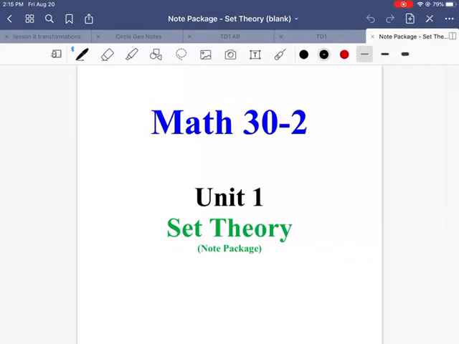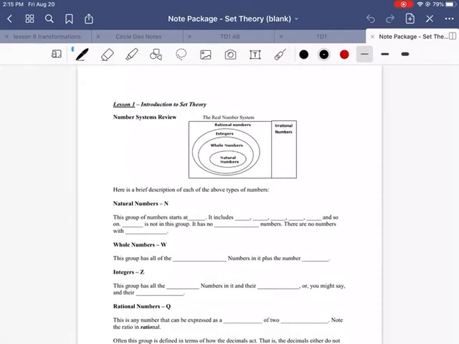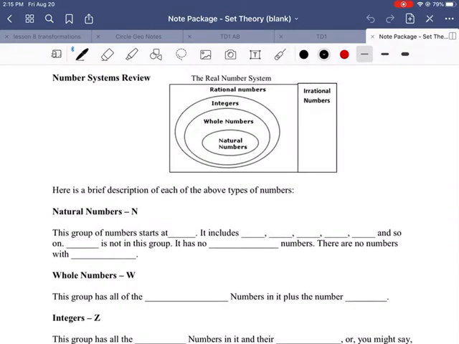All right, welcome to Math 30-2. This is Unit 1, Lesson 1. And this is Introduction to Set Theory. So the first thing we're going to review is just number systems. And you've seen this in grade 9, 10, and 11. But we'll just go through a few things to do with the real number system.